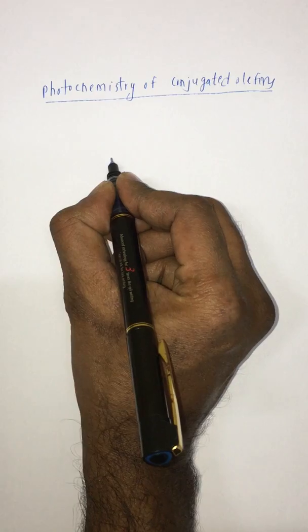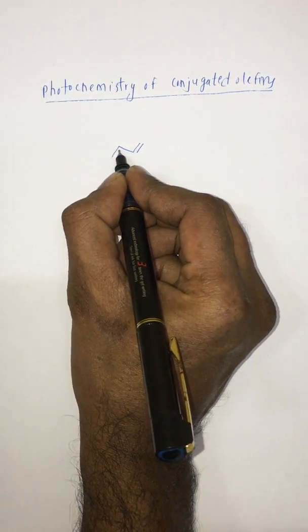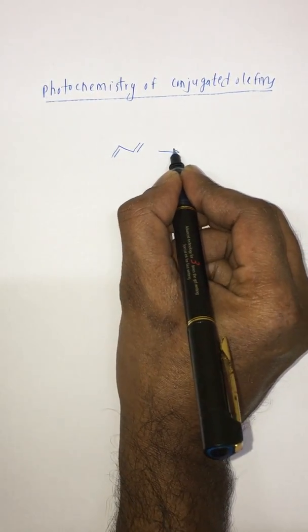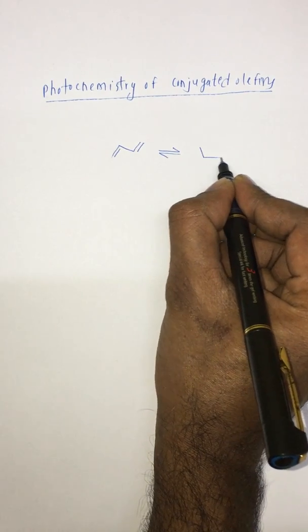So we have discussed the photosensitization process. Now for olefins, this is a very important concept. Now we'll go for the photochemistry of conjugated olefins. So we know that 1,3-butadiene can also exist in the cis form.